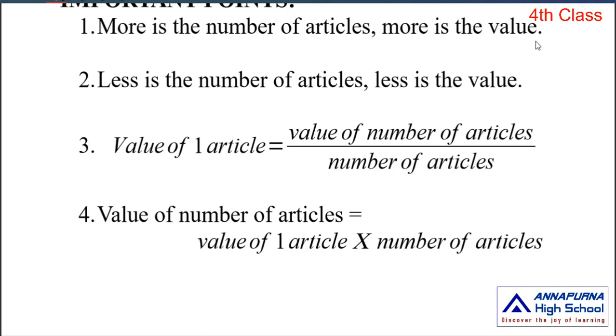Come to the third point. How do you find the value of one article? Value of number of articles divided by number of articles. By division we are doing it. Come to the fourth point. Value of number of articles is equal to value of one article into number of articles. If the cost of one article is 10 rupees, then 5 articles, if you multiply with 5, 5 tens are 50. Okay children, so these are the 4 points.